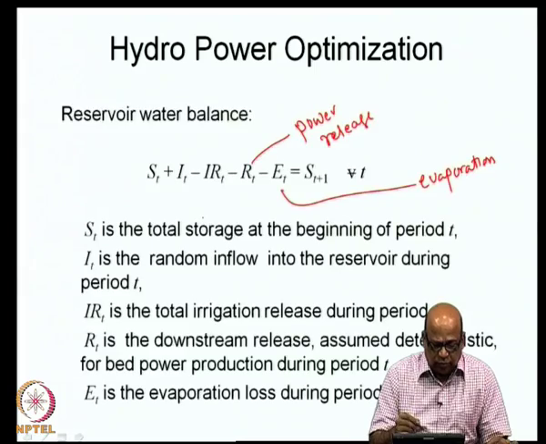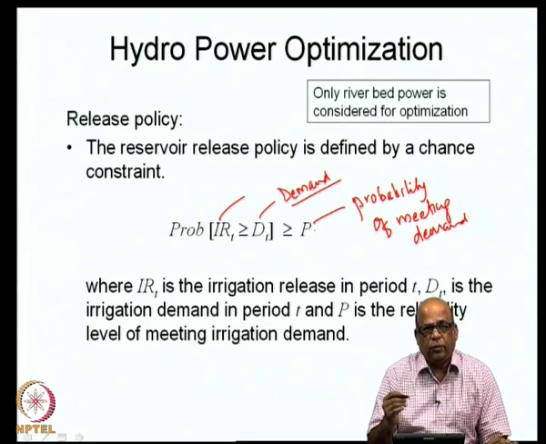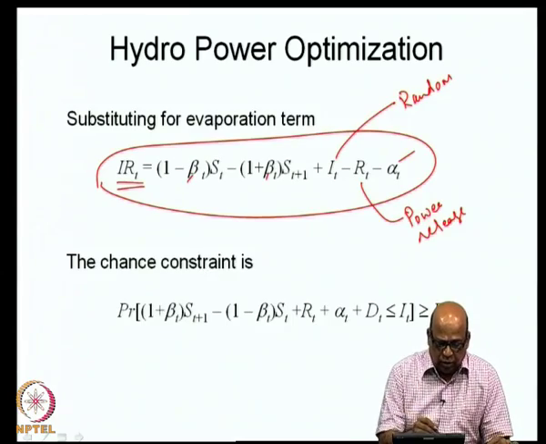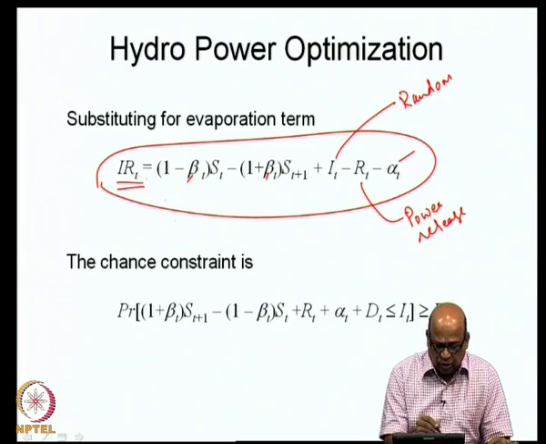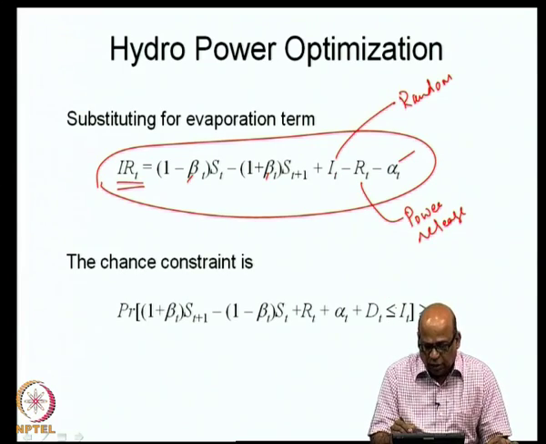Now, we had the chance constraint: probability of IRt greater than or equal to dt is greater than or equal to p. In this, we have pre-specified the probability of meeting the demand. Let us say that we want 70% of the time the demands have to be met, 80% of the time the demands have to be met, there is an irrigation demand, and therefore, we may specify p to be 0.7, 0.8, 0.9 etc. So, these are pre-specified probability levels, and I write the chance constraint as IRt is given like this. I take It to the right hand side.